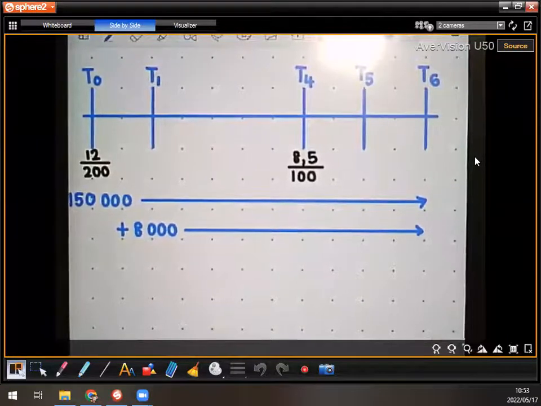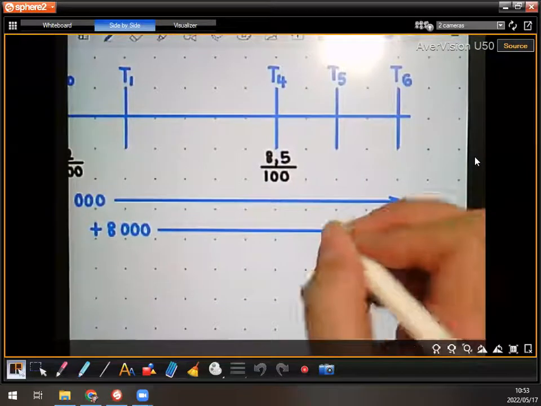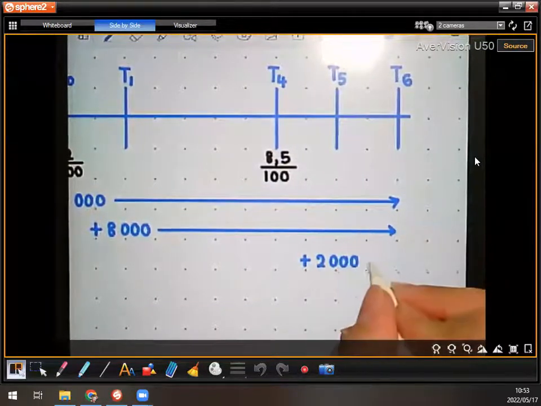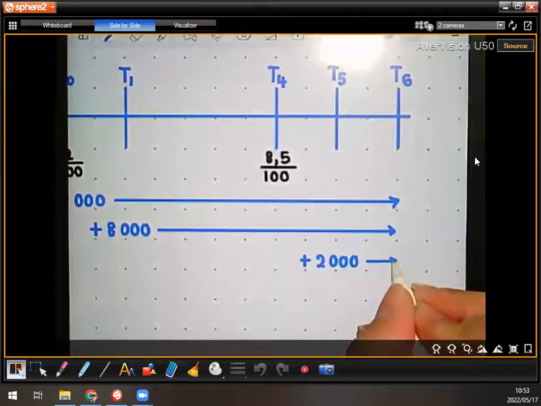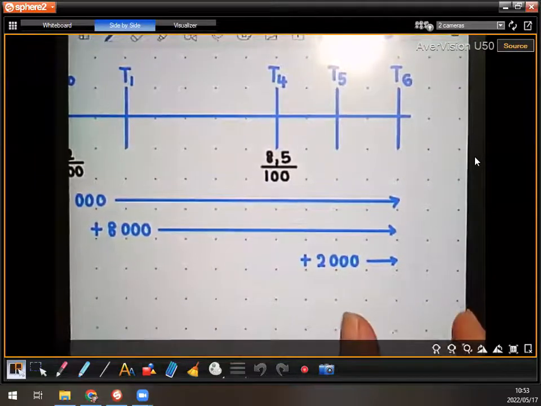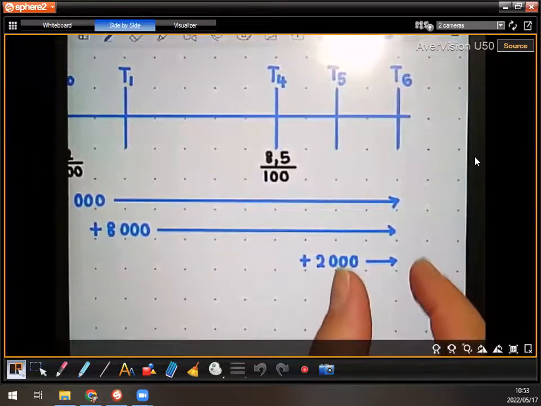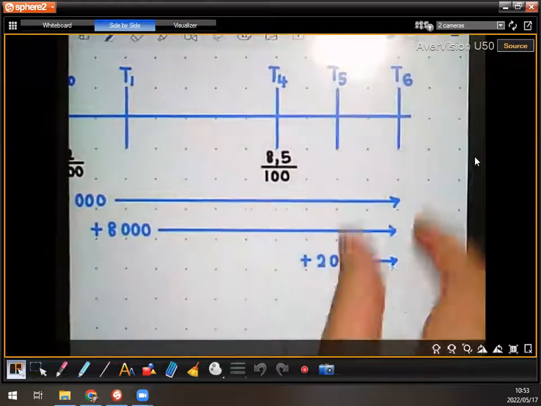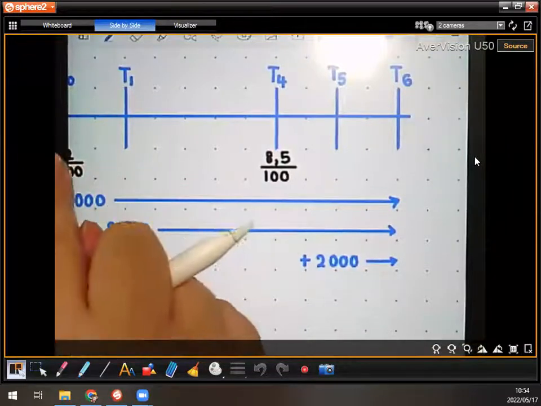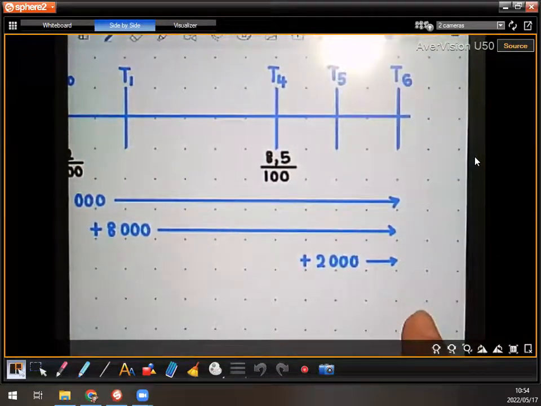And then the last deposit was at T5, so that was 2,000 rand. So under T5, we're going to put a plus 2,000. And that is going to the end of that year. So how long is that 2,000 rand actually in the account for? Just a year. Okay, and just at this second interest rate, right? Do you see the first interest rate actually is not going to have any effect on this 2,000 rand.